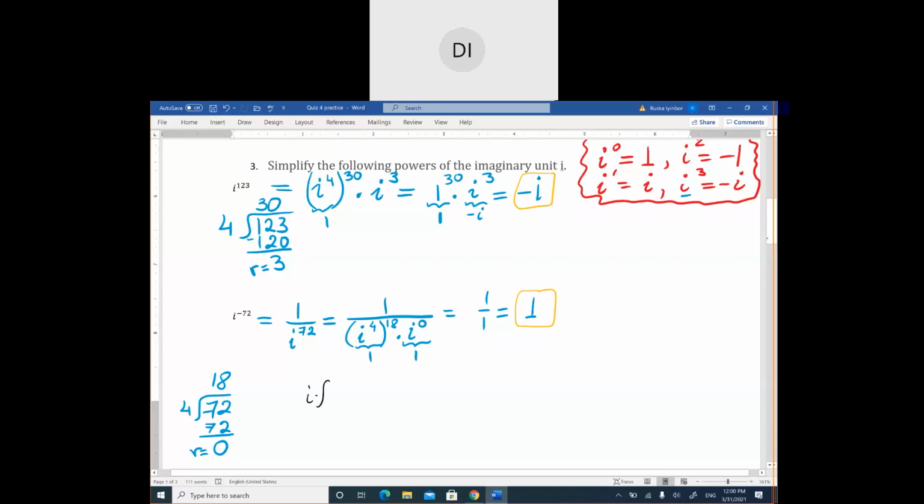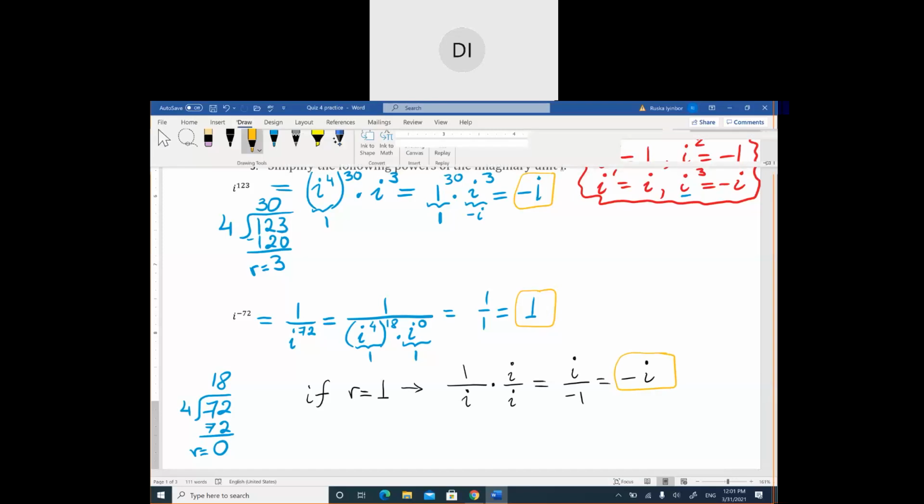So in this case, if the remainder is 1, you're technically going to get 1 over i, right? i to the first. Now, if you have just 1 over i, you have to treat it as dividing a complex number. So you're going to multiply by i up and down. Okay? And that's going to give me i over i squared, which is -1. So it's going to be negative i. So 1 over i is going to be the same as negative i.